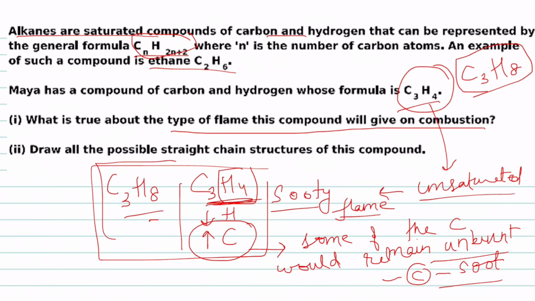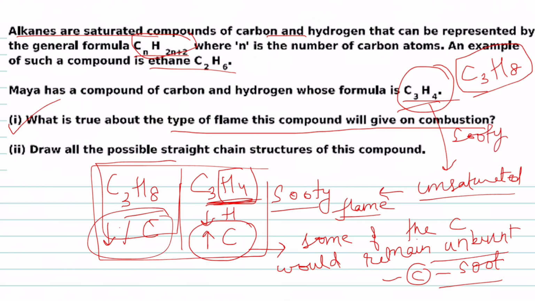Saturated compounds do not produce soot because they have a comparatively lower percentage of carbon. Therefore, all of it gets combusted, all of it gets burnt or converted to carbon dioxide. So I think that answers our question. Since this compound is unsaturated, it will produce a sooty flame.